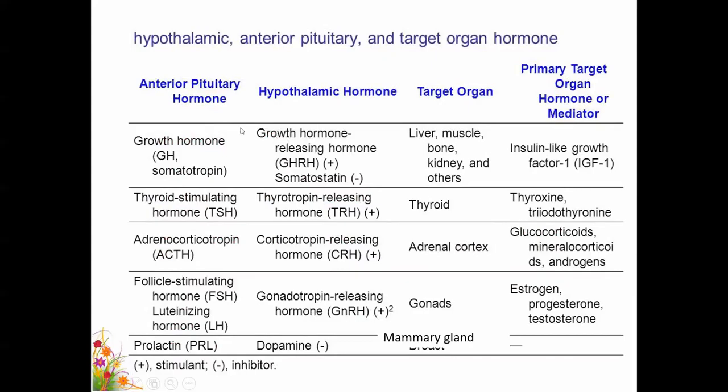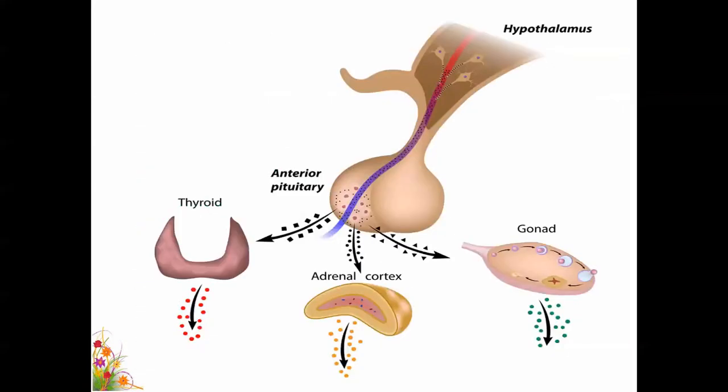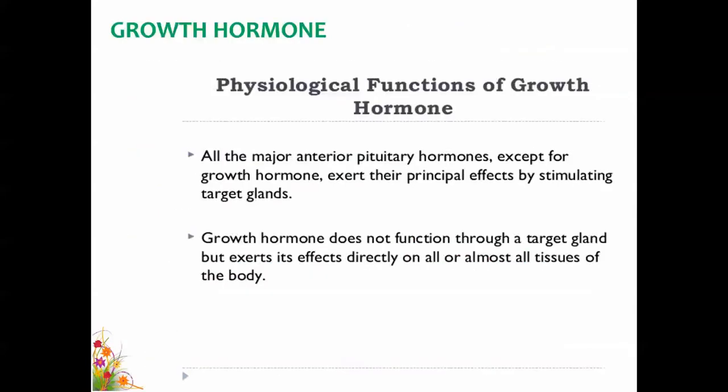So here in this picture you can see the thyroid stimulating hormone, the main target organ is the thyroid, and it helps for the production of thyroxine. And ACTH, the main target organ is the adrenal cortex, and it helps for the release of androgens and glucocorticoids. But when considering growth hormone, it does not have a specific target organ. It can exert its function all over the body cells or tissues.